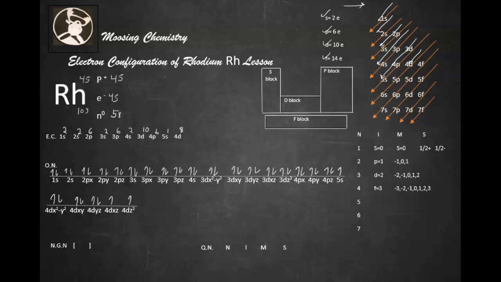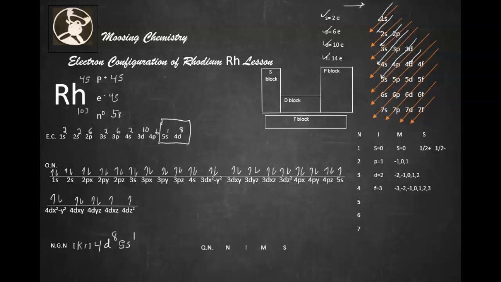Okay, what is rhodium's noble gas notation? Well, the nearest noble gas is krypton. So now let's get the valence shell, which is right here. Here's our valence shell. Okay, so it's going to be 4d8, 5s1. Now, what about our quantum numbers?